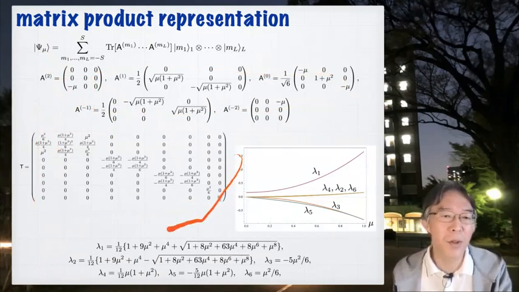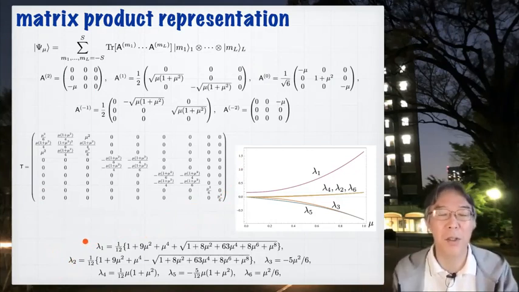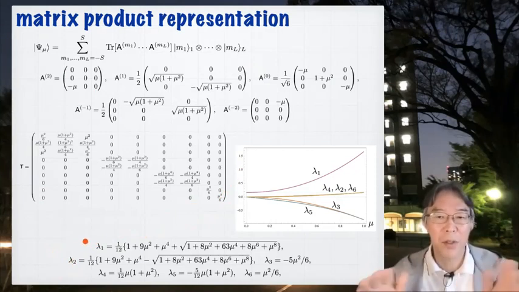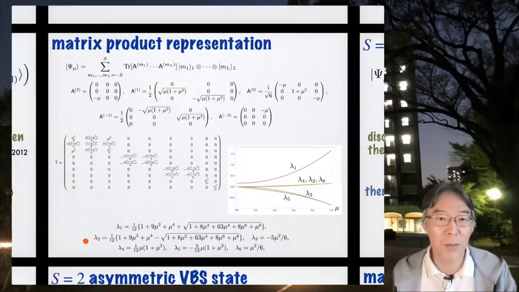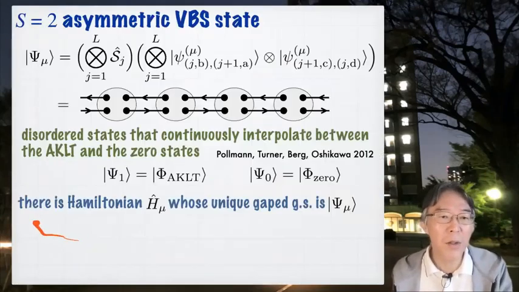But you can compute all these eigenvalues very easily. Probably you don't need any computers for computing this. But anyway, this shows that this state is, again, disordered. Every truncated correlation function decays exponentially. Again, in this case too, there is a Hamiltonian whose ground state is this psi mu.